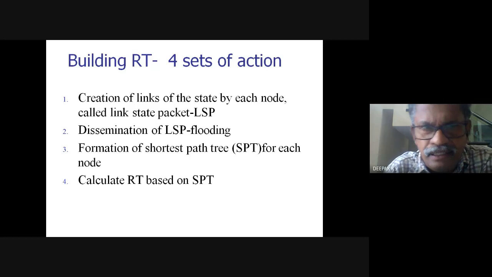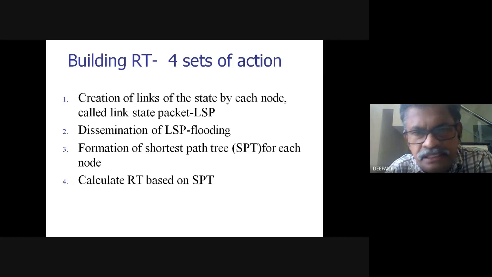And the 4 steps in link state routing is: each node will create link state packet. That is the first step. Each node will create link state packet. And then it will be disseminated by flooding. It is not just to the immediate neighbors. It is throughout the network.